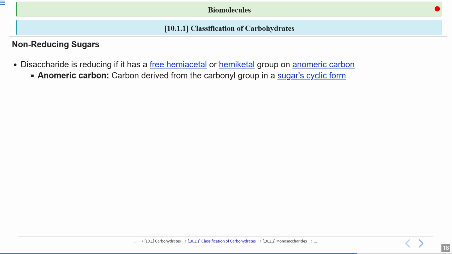And I hope you all remember a hemiacetal and a hemiketal. A hemiacetal is formed when an aldehyde reacts with an alcohol, featuring a central carbon with one OH group and one OR group. A hemiketal results from the reaction of a ketone and an alcohol, with the central carbon bearing one OH group and one OR group.